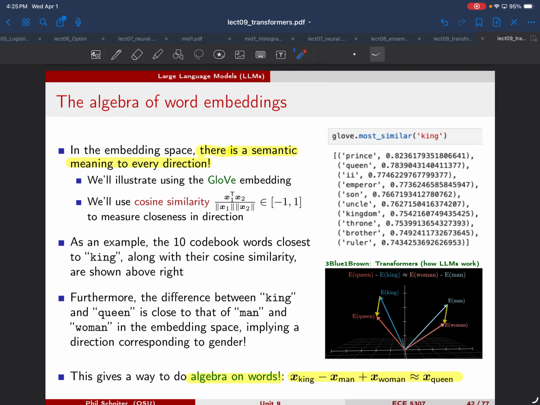Okay, so embeddings are pretty neat. I'll show you some more examples of embeddings towards the end of this unit. All right, any questions? Okay.